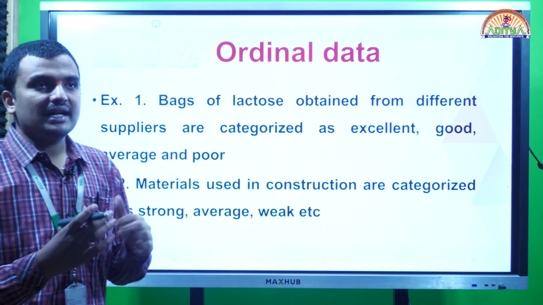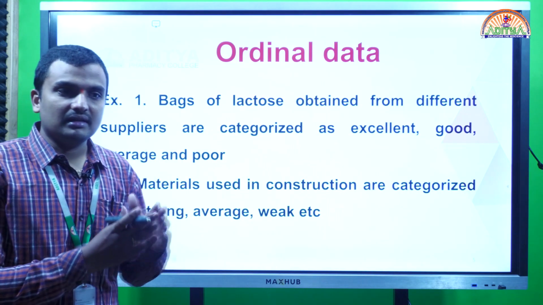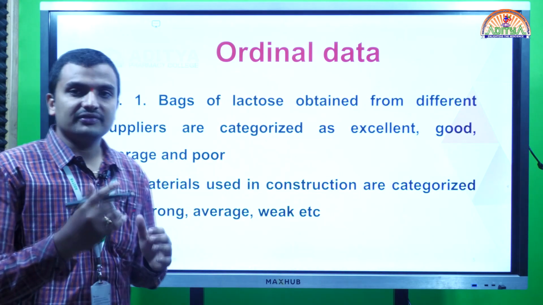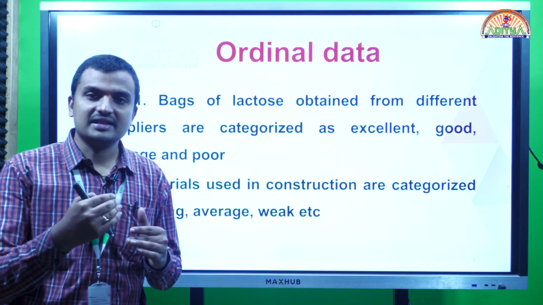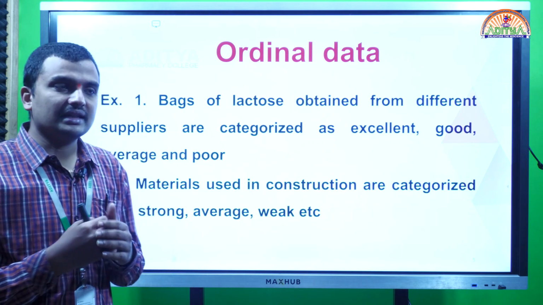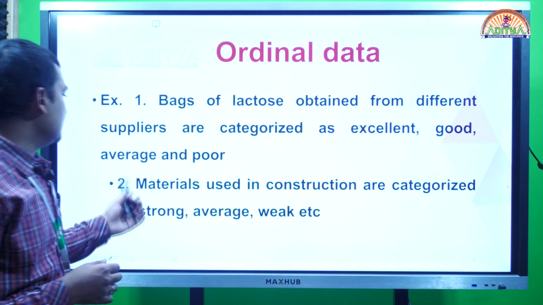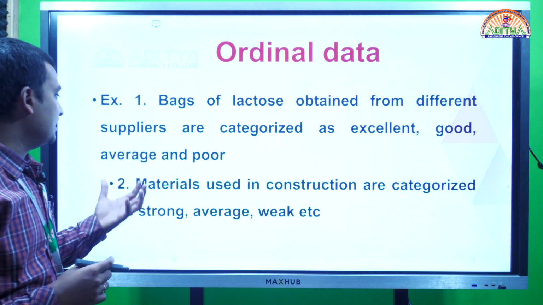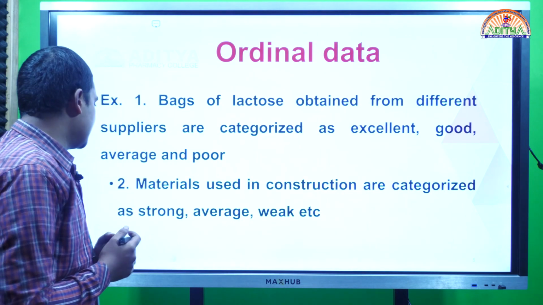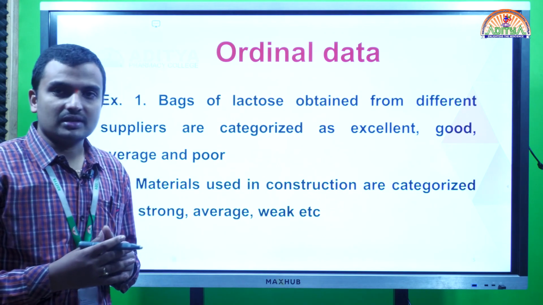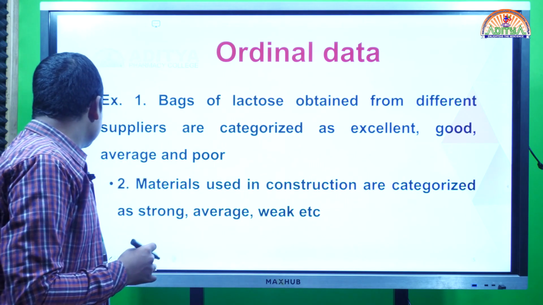If there are categories like excellent, good, average or poor, with gradations or a rating like this, this kind of data is said to be ordinal data. Another example is if the materials used in a construction are categorized as strong, average or weak. This kind of data is also called ordinal data.